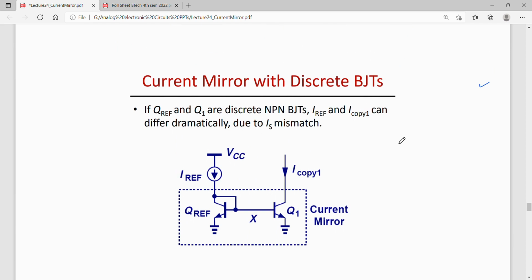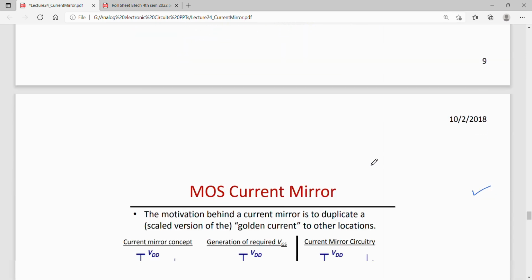Then we have already commented on this. That is, if I want this I copy 1 to be equal to IREF, then QREF and Q1 should not be discrete BJTs. They should be same BJTs. I mean, these NPN transistors should be exactly same. Otherwise there will be a mismatch in the saturation current of these two transistors, and there will also be a mismatch between the reference current and the copied current. So one has to make sure that these two transistors are same.